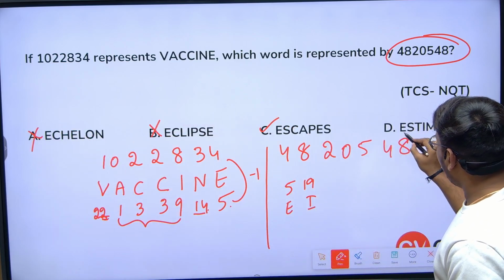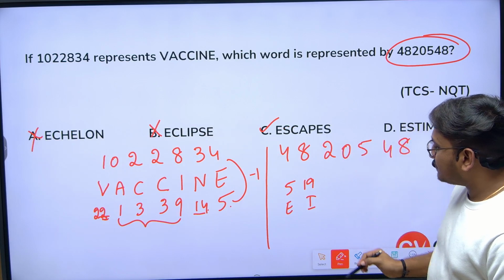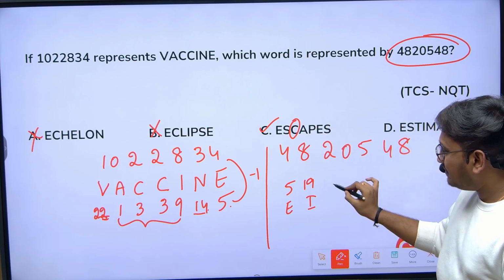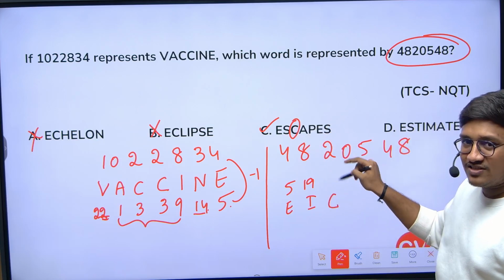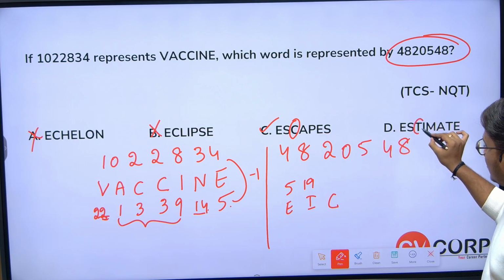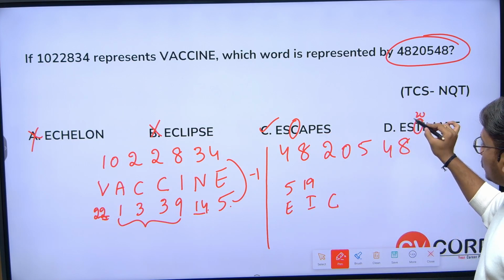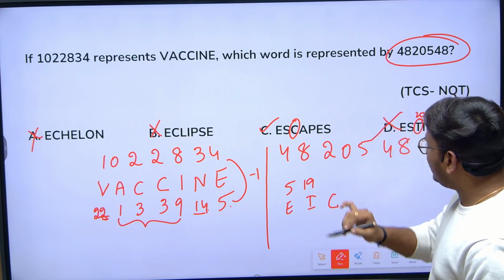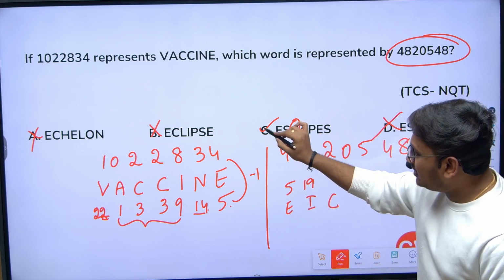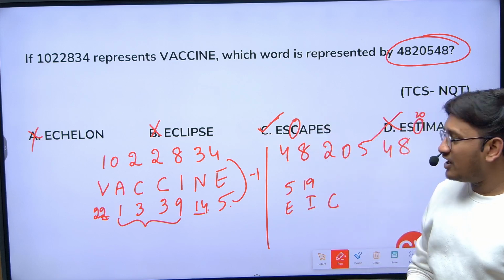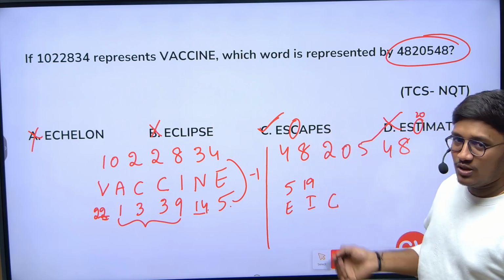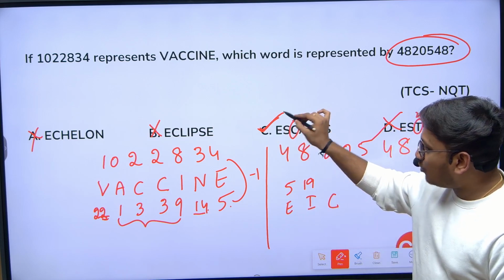Now we have E, S. Next, the third letter. You can cross verify it. If I consider C, C means 3. 3 minus 1 is 2. It is getting matched. Now if you consider T, which is 20, we have 0 in the units place. 0 minus 1 gives you minus 1. So option D is wrong. No need to check with all the numbers. From here itself we know the place value of C is 3, and 3 minus 1 is 2. The code is getting matched for all the alphabets. So I can say that option C is correct.